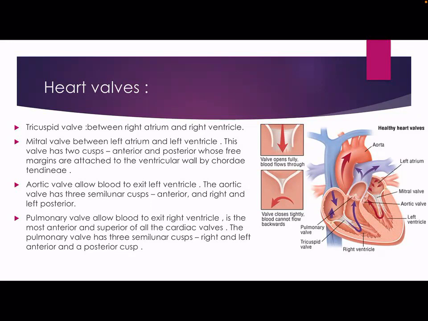The cusps of the pulmonary valve and aortic valve are the reverse of each other. We can use the letter A of the aortic valve for 1 anterior cusp for the aortic valve, and the letter P for 1 posterior cusp in the pulmonary valve.